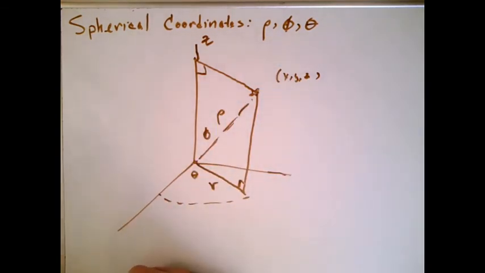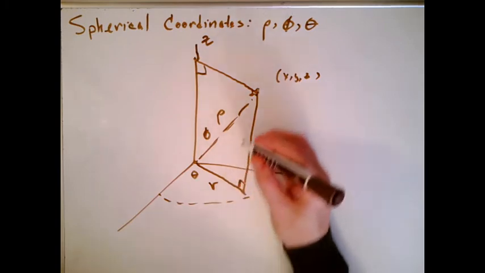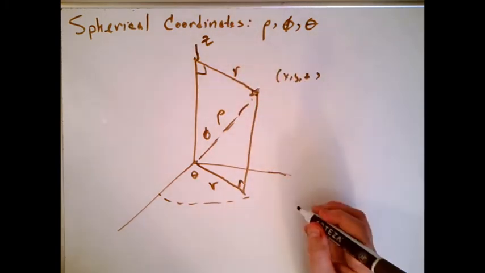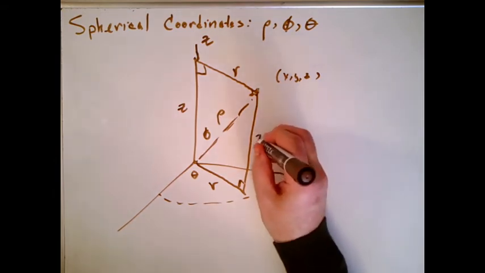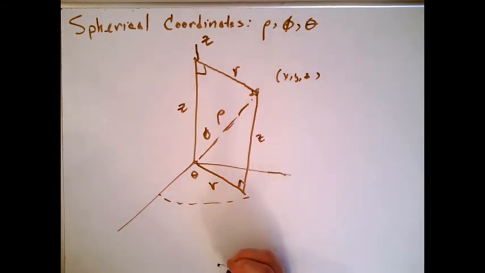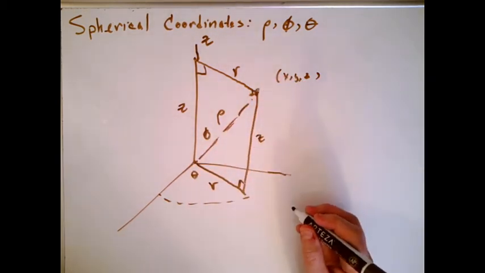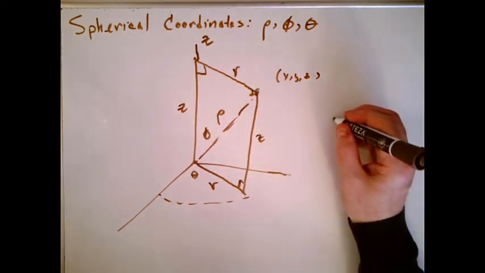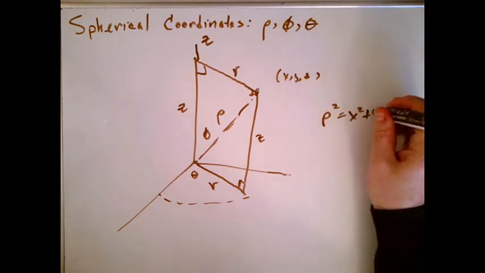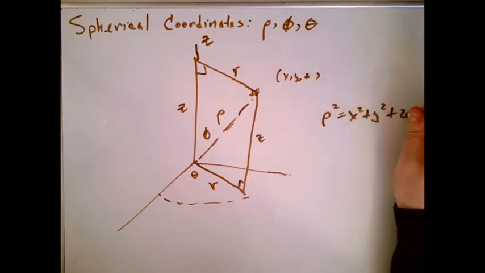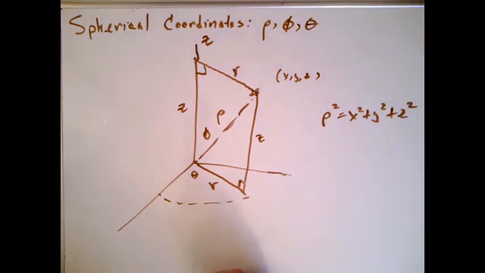What we want to be able to do is just get a lot of relationships now before we actually start doing anything with this. So let's see here. This is r. This is a rectangle, so that's also r. This is z like this. This is also z like this. Now, the distance rho is really just the distance from the origin to the point xyz. So right away we can write down that rho squared equals x squared plus y squared plus z squared without breaking too much of a sweat.